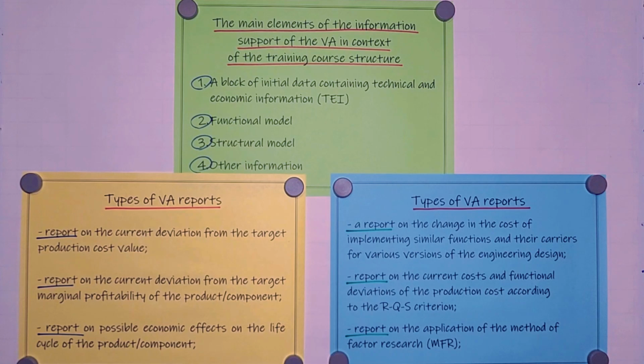The need to introduce this additional block of initial data was identified in the process of practical application of value analysis in the field of general mechanical engineering. The list of the main elements for the information support of the value analysis depends on the objectives of the analysis, i.e. its customer, and the corresponding list of necessary output data, reports.